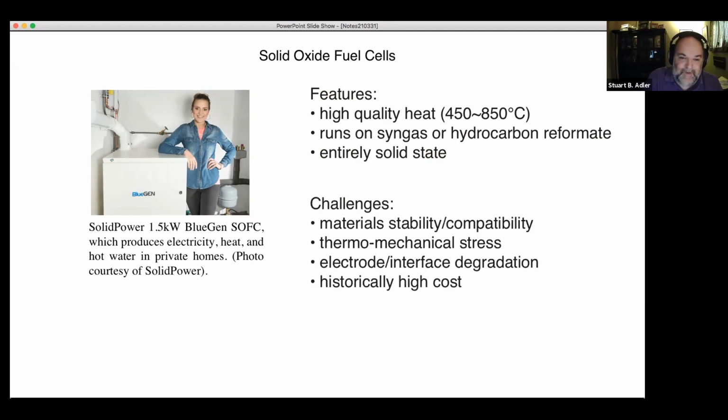Some of the challenges: materials stability and compatibility of these ceramic materials. You have thermomechanical stress because of the high temperature and the heating and cooling. So applications with dynamic load variation, or where things have to turn on and off, can be somewhat challenging. Like in a PEMFC, there tends to be electrode and interface degradation over time, which people are still trying to work out. Some of the catalysts are susceptible to certain types of air contaminants, which act as poisons, and it's historically high cost.